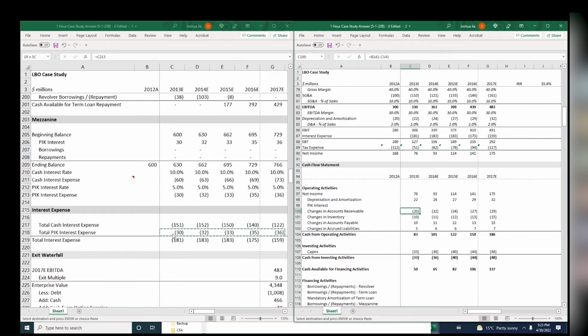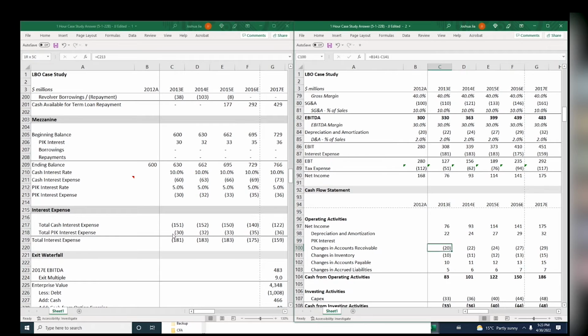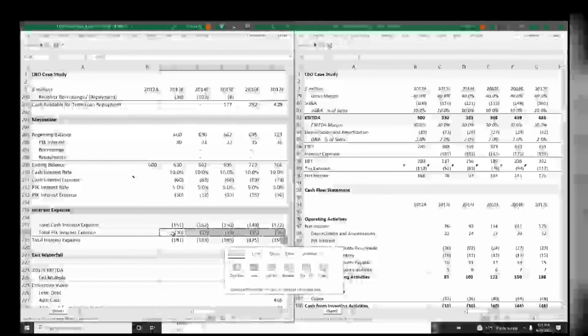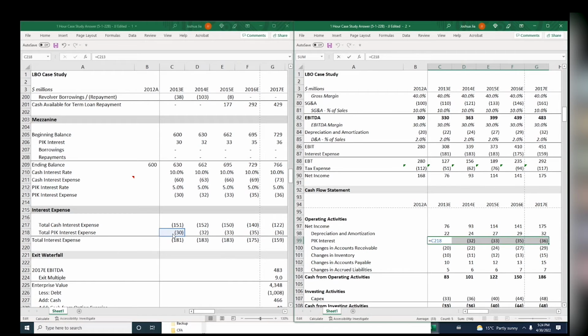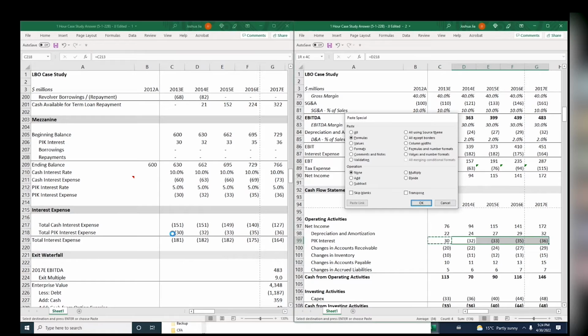But let's keep going. Okay, PIK interest. I'm gonna zoom in a bit because it's a little smaller. Okay, let's add in the PIK. So here's the thing, right? Yes, the PIK is in the income statement, but it's non-cash, right? So anytime you have a non-cash item in the income statement, you add it back in the cash flow statement. And of course, make that positive. So reverse the sign, boom, the PIK interest is in there.